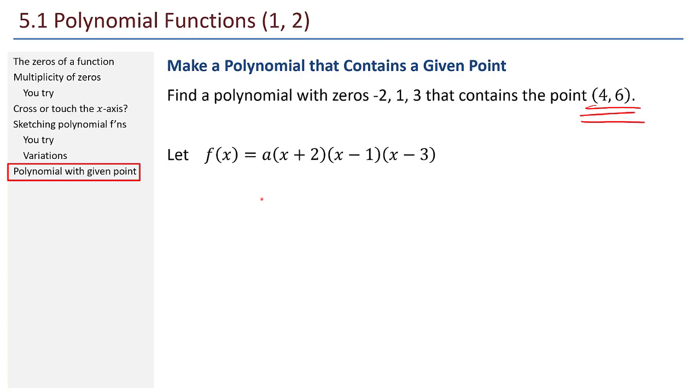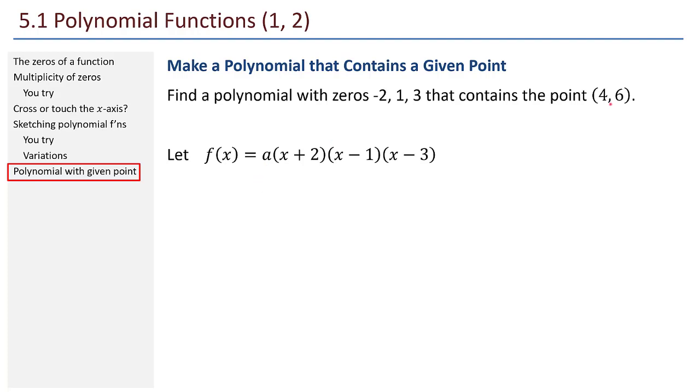Also, there's more than one answer to this question. I could have powers on top here, x plus 2 to the 5th, x minus 1 to the 7th, x minus 3 to the 10th power, and it would still have the proper zeros, but let's not do that. Let's just make this answer as simple as possible. So we'll just make all of our zeros have multiplicity 1. Okay, I have my zeros, and now I need to figure out what that a is.